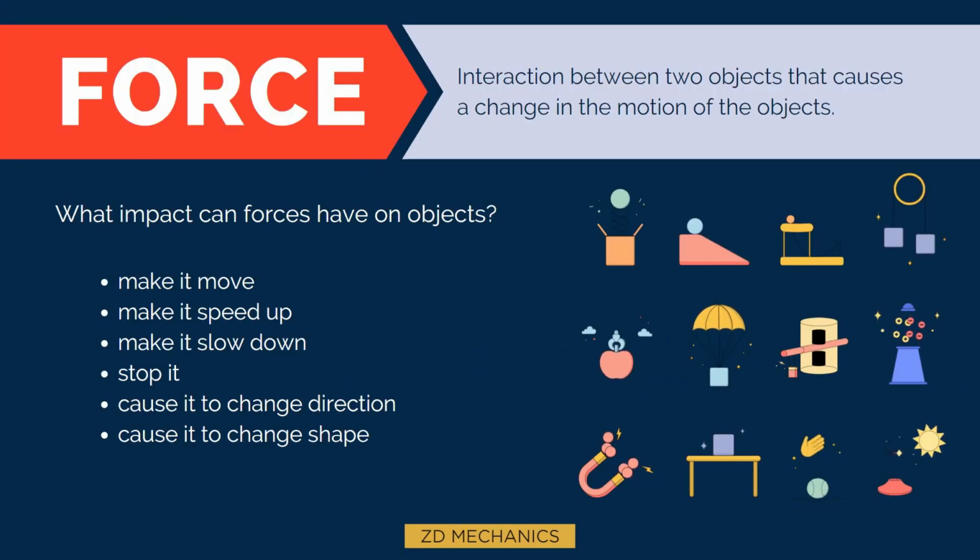Motion and force. Force is the interaction between two objects that causes a change in the motion of the objects. What impact can forces have on objects? The answer is: make it move, make it speed up, make it slow down, stop it, cause it to change direction, cause it to change shape.